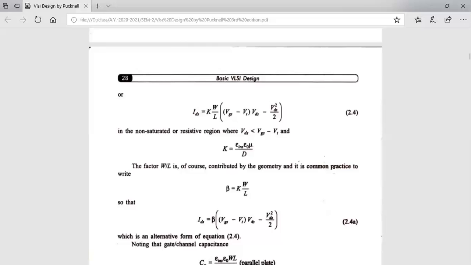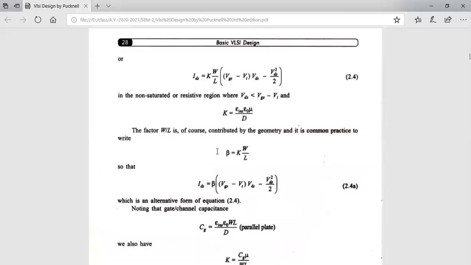So we used to write beta here. Instead of K into W by L, I can write beta, which is epsilon naught epsilon INS multiplied with mobility by t. So this IDS is equal to beta and VGS minus VT, the total thing.